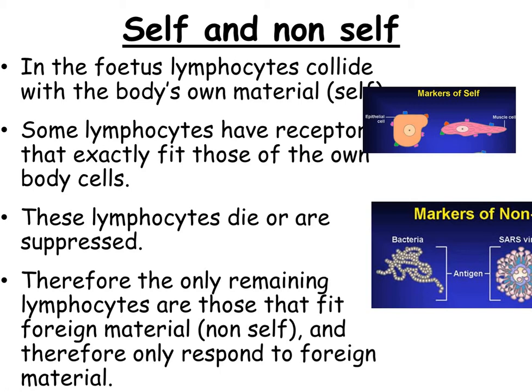So, self and non-self. In the fetus, lymphocytes will collide with the body's own material, so self material. And lymphocytes have receptors that exactly fit those of their own body cells. But as the fetus develops, the lymphocytes will die or become suppressed, which means you don't keep reacting to self material. So therefore, the only remaining lymphocytes are those that fit foreign material or non-self material, and they will only respond to non-self material.